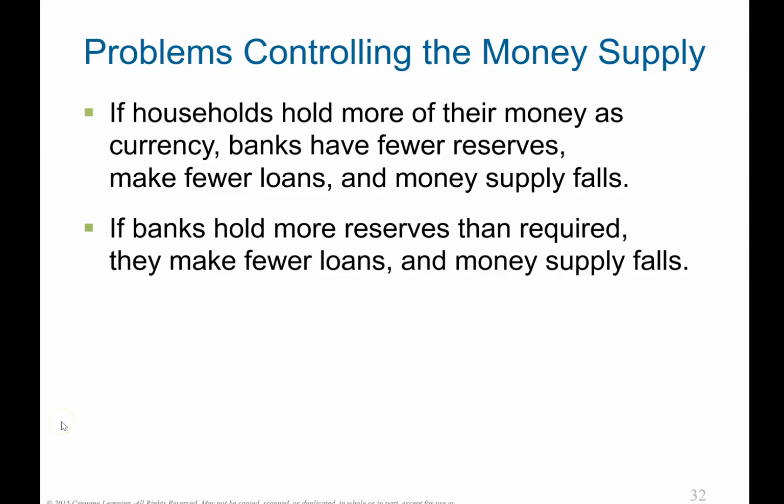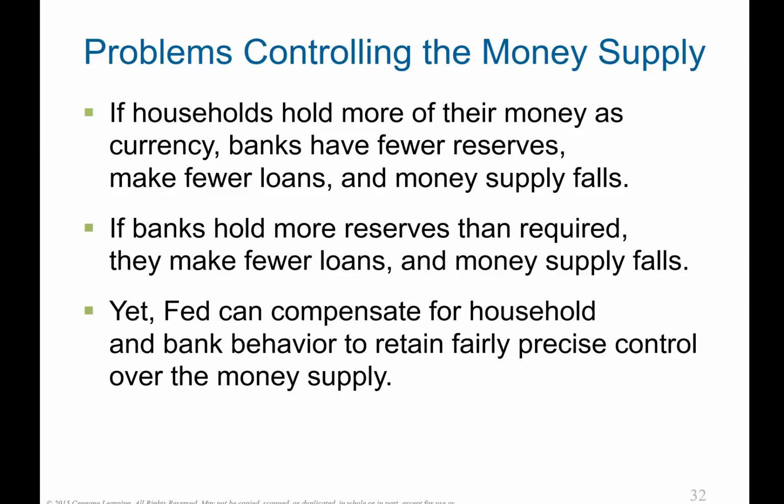There are problems, of course, controlling the money supply. It's pretty predictable, but it's not an exact science because we're dealing with people here. If households decide to hold on to more of their money, then banks have fewer reserves because they have less deposits to work with. And if banks hold on to more reserves than are required of them, they keep excess reserves, they make fewer loans and the money supply falls. So the Fed can incentivize and they can create policy, but they can't really control it absolutely. The Fed can compensate for household and bank behavior to have fairly precise control over the money supply, but again, it's not perfectly precise.